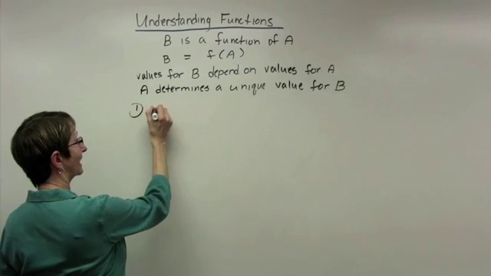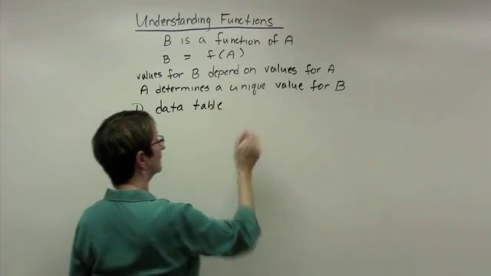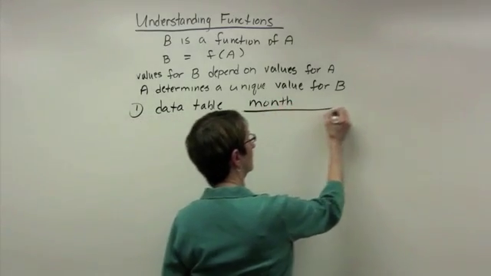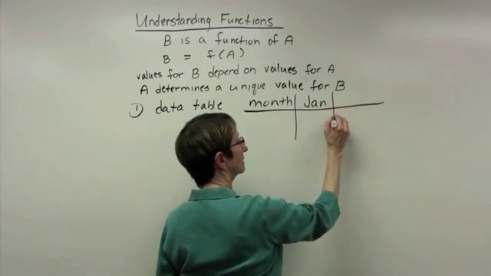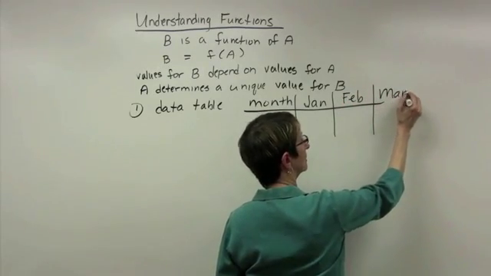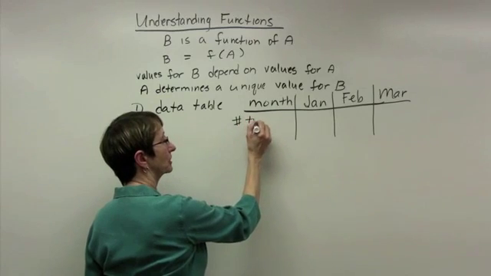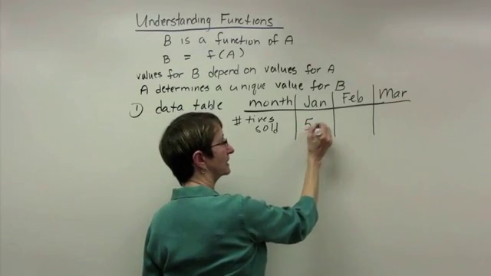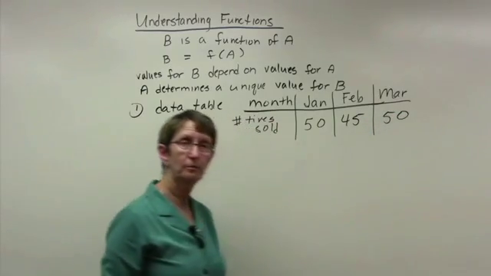First, a data table. So let's look at one where we have the months of January, February, and March. And we'll look at the number of tires sold in each of those months. Say in January there were 50 sold, in February 45, and in March there were 50 sold.